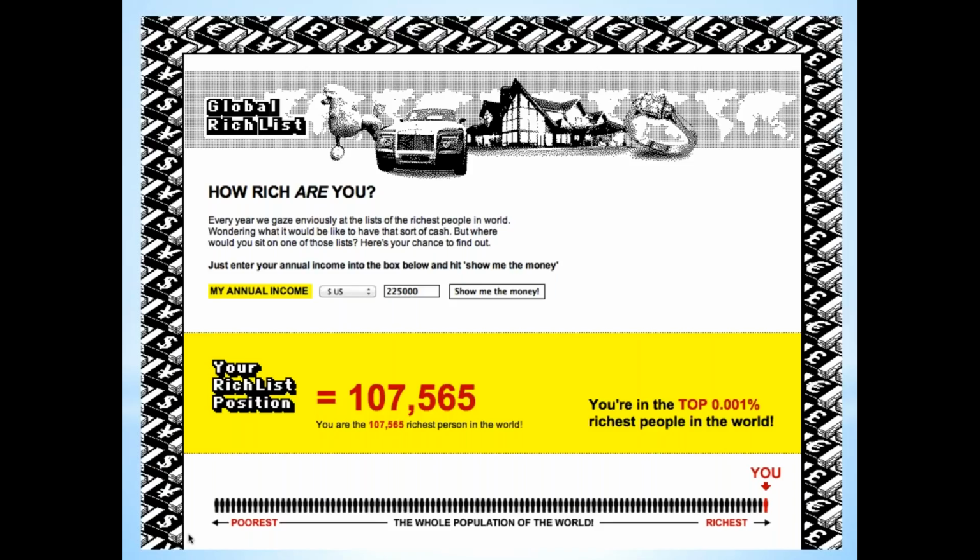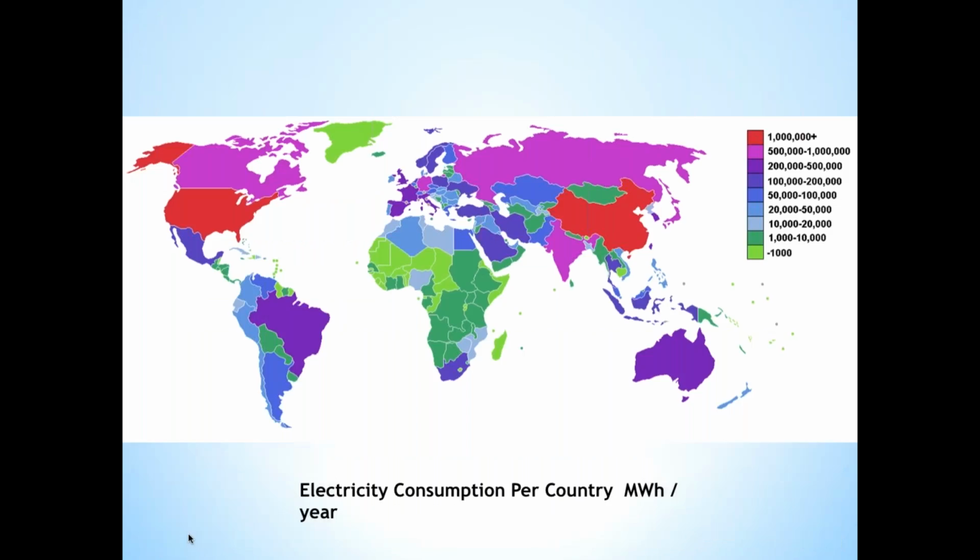Now, the whole point of all of this so far is to lay out the disproportionate distribution of population and population density on the one hand versus riches, consumption of electricity on the other hand. So let's go a little farther and talk about electricity. Here's electricity consumption per country in megawatt hours per year. Now this is total, this is not per capita.